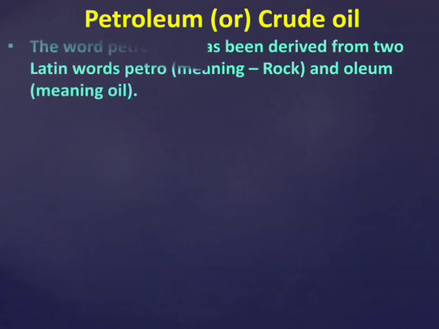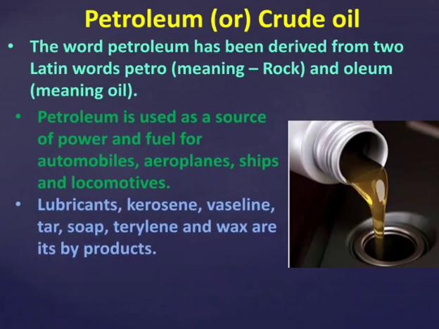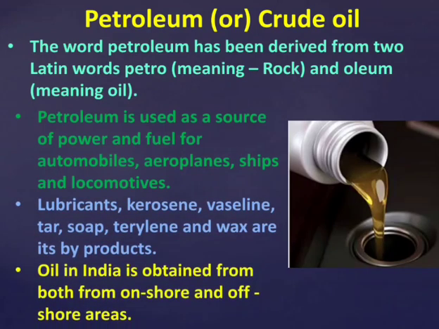Next one is petroleum or crude oil. Petroleum is derived from two Latin words, petro and oleum. Petro means rocks and oleum means oil. Thus, petroleum is a mineral oil which is obtained from rocks of the earth. Petroleum is used as the main source of energy for the automobile industry, locomotive industries and shipping industries, and is also used for the production of kerosene, tar and soap industries. In India, it is available in both onshore and offshore areas.